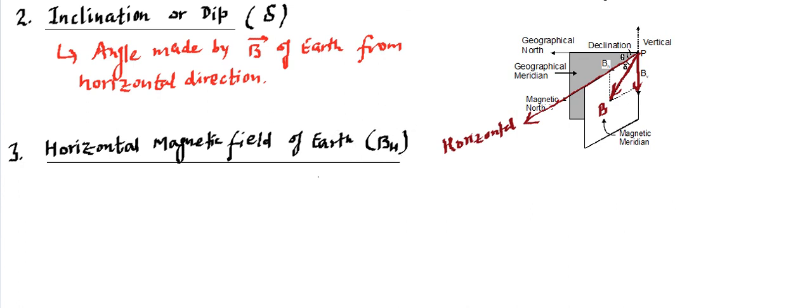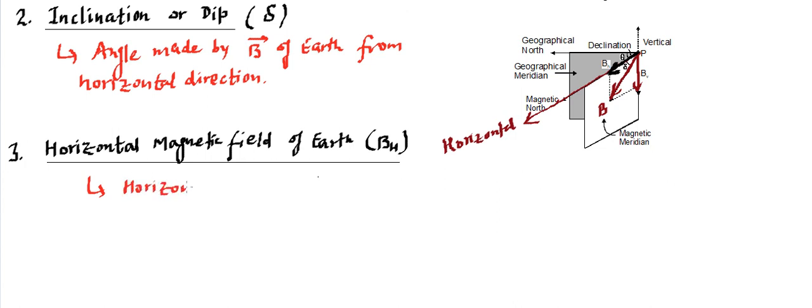Since this is a horizontal direction, the component in the direction of horizontal is going to be known as BH. So this component of magnetic field is called the horizontal component. This is BH, this is BV, and that's B. All three, that means the vector and its two components, are visible here. So BH can be found out. It's the horizontal component of Earth's magnetic field.